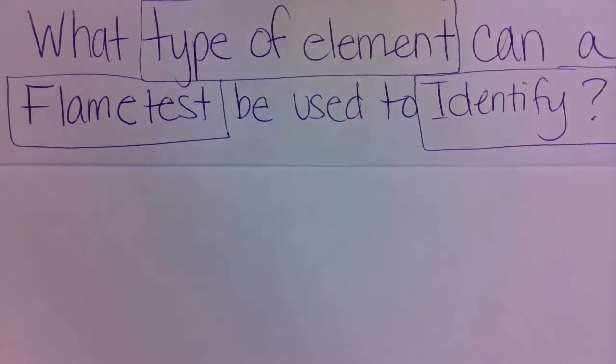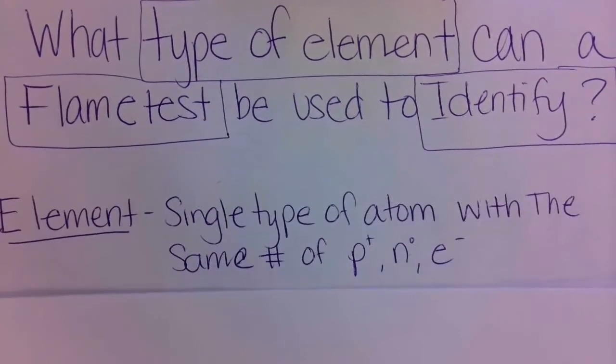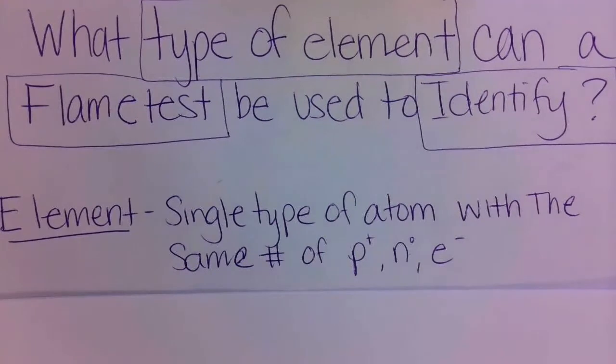So let's start with what an element is. When we were talking in class, we simply broke down the idea that an element would be a single type of atom that has the same number of protons, specifically, but protons, neutrons, and electrons. Now, in our lab, we didn't burn elements, we burned compounds, but we're trying to figure out what type of element the flame test can be used to identify.